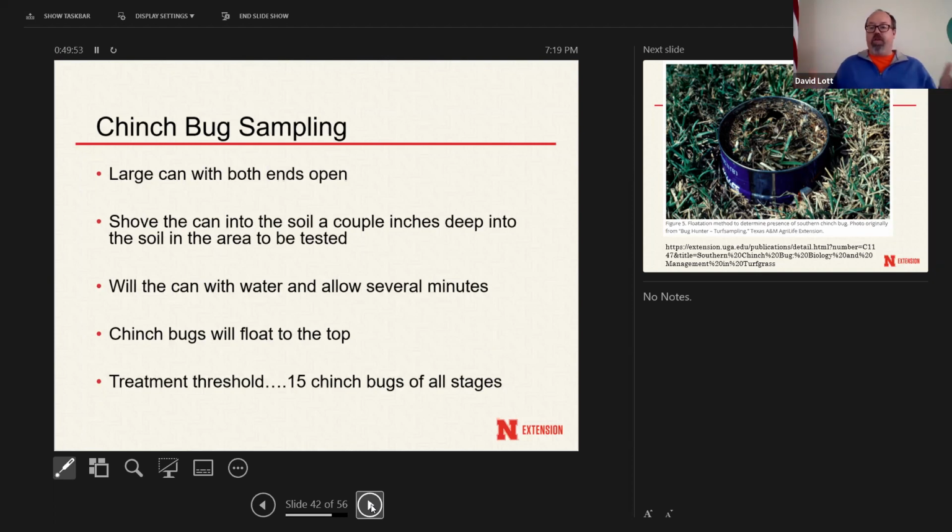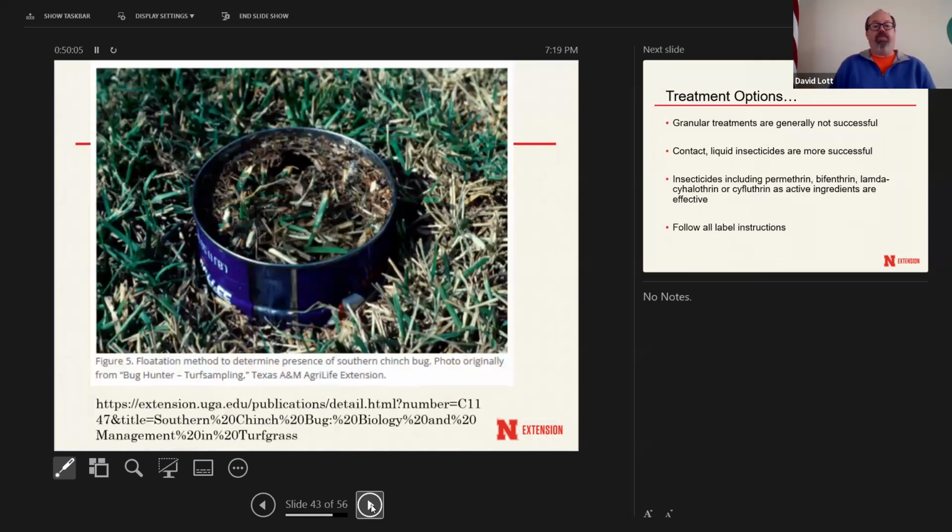So this is a simple, non-chemical way of testing to see if you have chinch bugs. Shove the can in the ground, fill it up with water, see what floats to the top, see if you have any of those nymphs or adults in there, and do your counting. So that's a good way to test. And here's a picture of that being done.